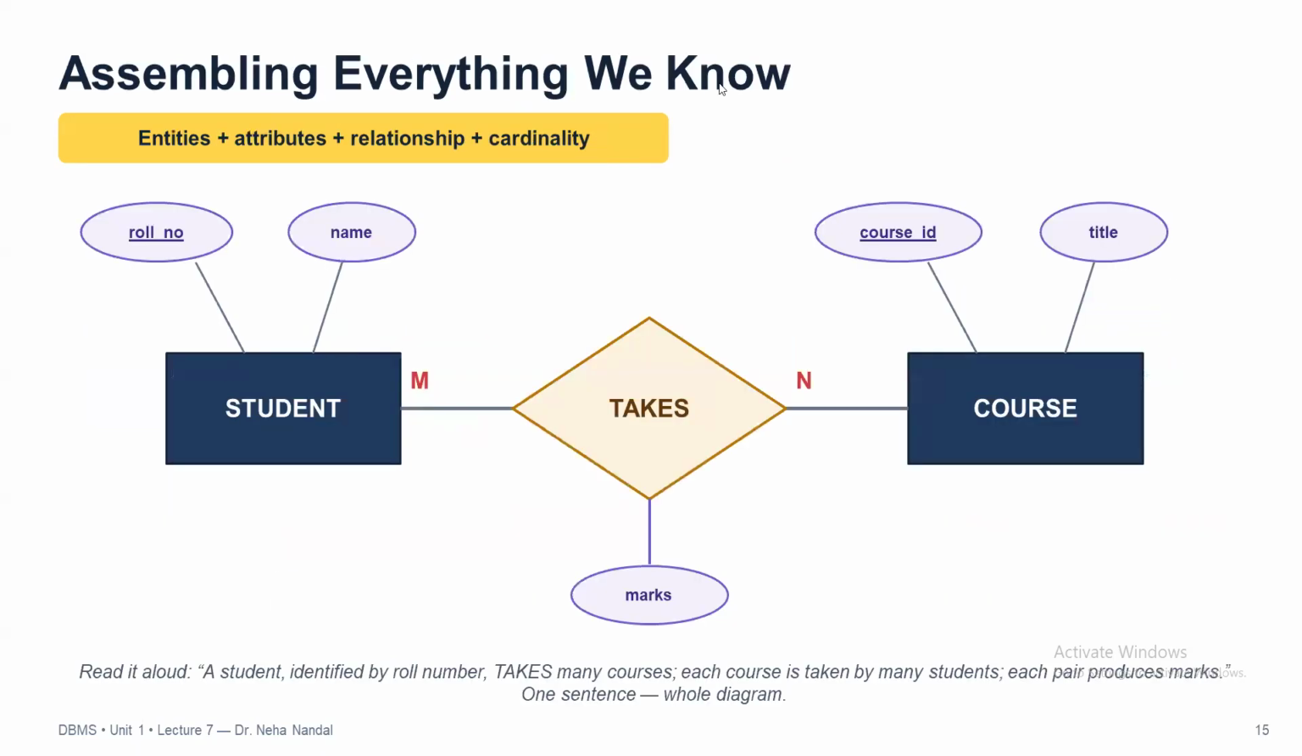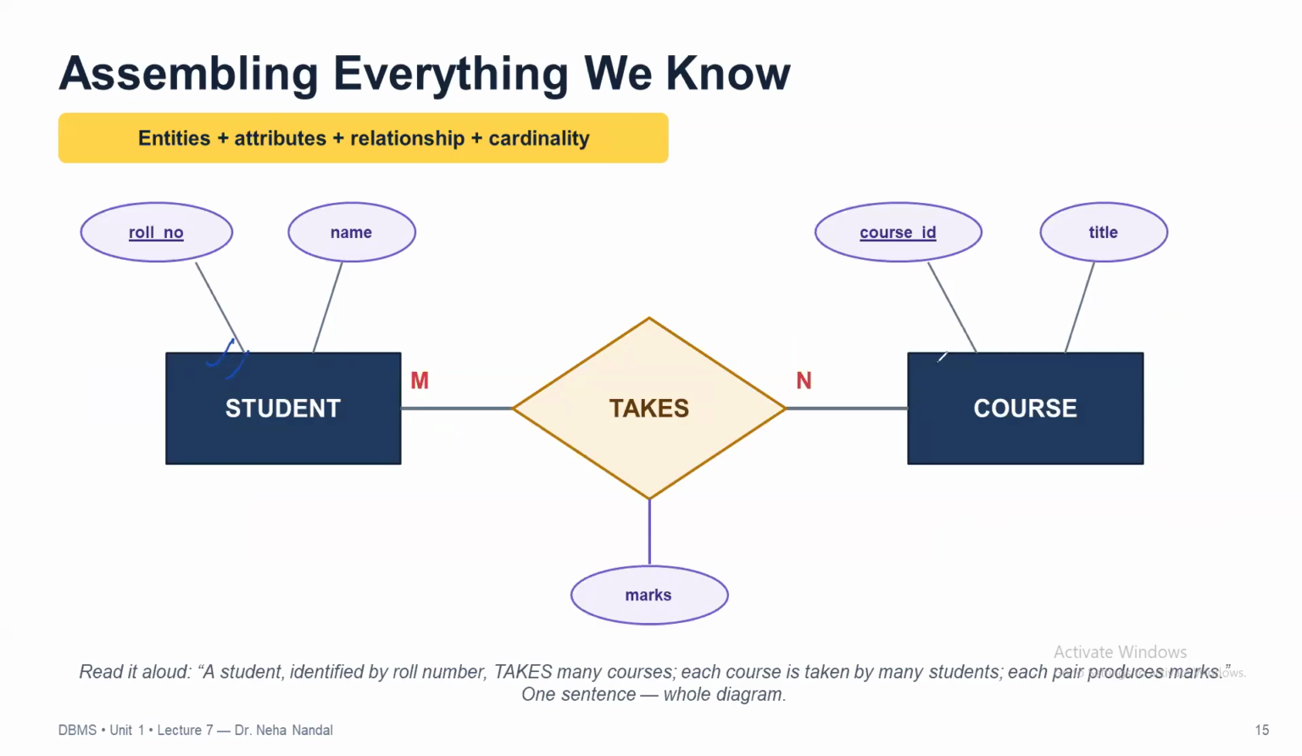And let us assemble everything together now. Our entities, attributes, relationships, and cardinality. That becomes our labeled ER model. Okay. So here you can see all the things that we have discussed so far about the ER model.